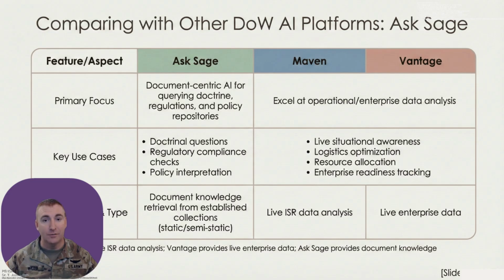Ask Sage fills another distinct role: document-centric AI for querying doctrine, regulations, and policy repositories. Ask Sage excels at answering questions from document collections. Maven provides live ISR data analysis. Vantage provides live enterprise data. Ask Sage provides document knowledge retrieval. 3 different tools, 3 different purposes.